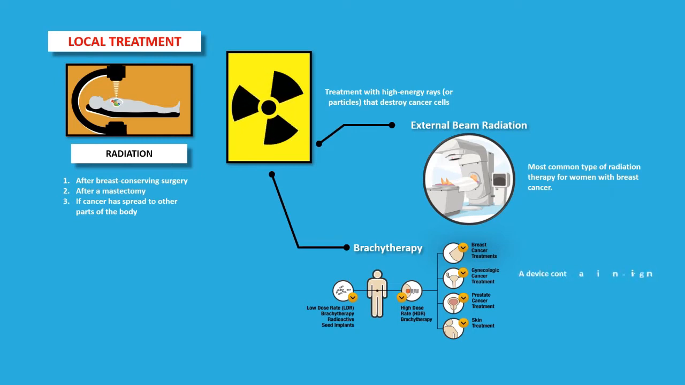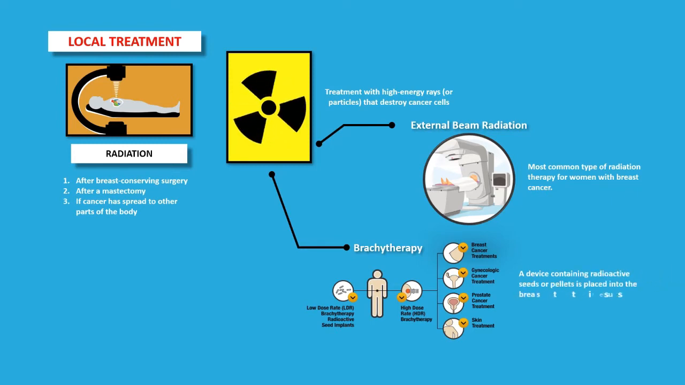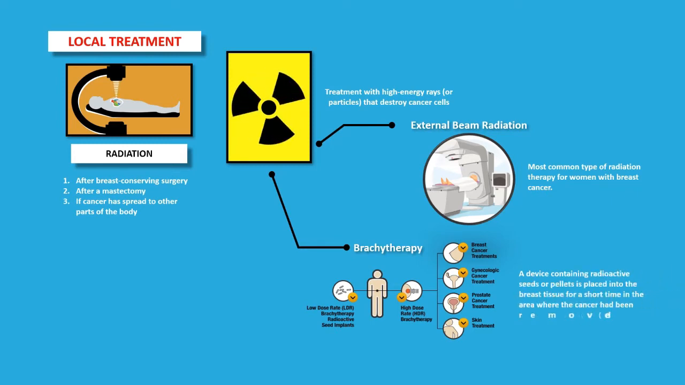Next is brachytherapy. Brachytherapy, also known as internal radiation, is another way to deliver radiation therapy. Instead of aiming radiation beams from outside the body, a device containing radioactive seeds or pellets is placed in the breast tissue for a short time, in the area where the cancer had been removed, or what we call the tumor bed. For certain women who had breast conserving surgery, brachytherapy can be used by itself, instead of radiation to the whole breast, as a form of accelerated partial breast irradiation. Tumor size, location, and other factors may limit who can get brachytherapy.